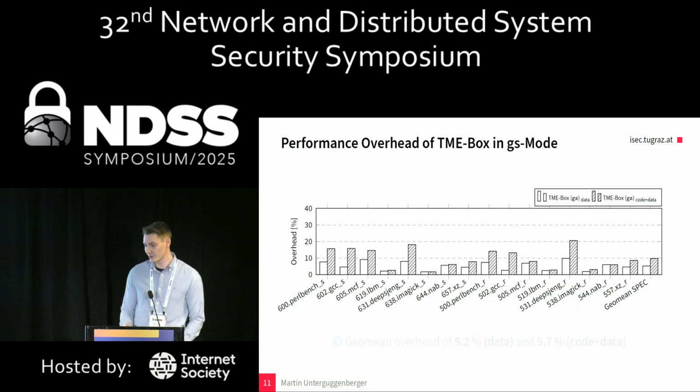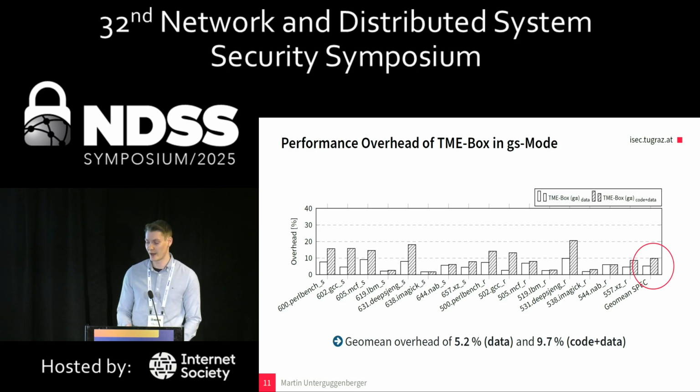So for the performance overhead, we evaluated the TME-Box in the GS mode, and we report results for data isolation and code and data isolation. Here we have a geomean overhead of 5.2% for data isolation and 9.7% for code and data isolation. And as I already said, this additional overhead from the code instrumentation mainly stems from the return address protection.